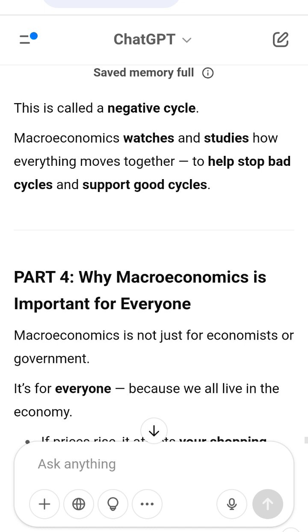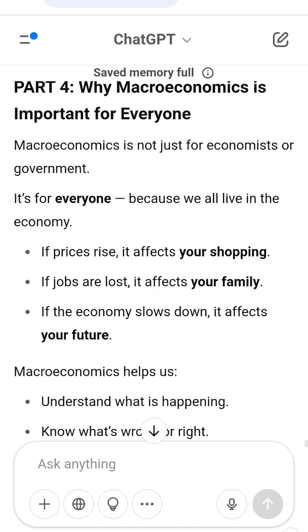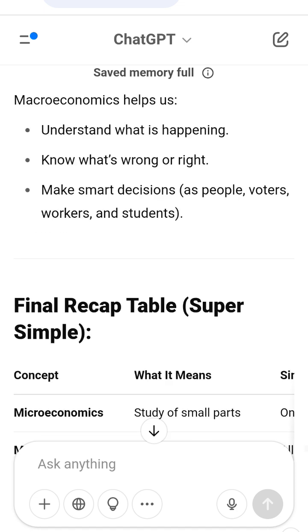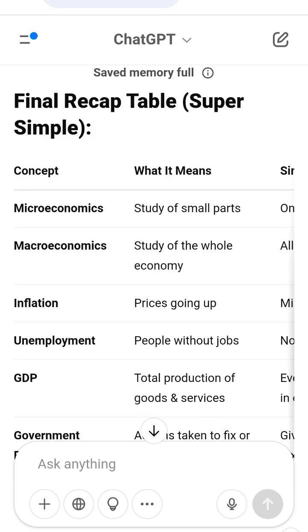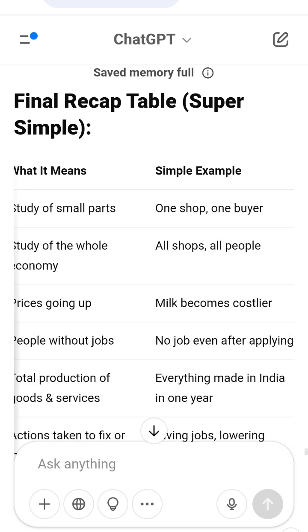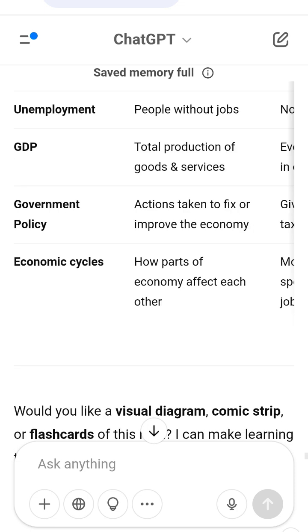Inflation, prices going up, milk becomes costlier. Unemployment, people without jobs, no job even after applying. GDP, total production of goods and services, everything made in India in 1 year. Government policy, actions taken to fix or improve the economy, giving jobs, lowering taxes, giving subsidies. Economic cycles, how parts of the economy affect each other. More farming, more spending, more factory jobs.